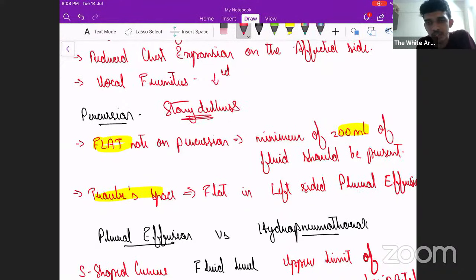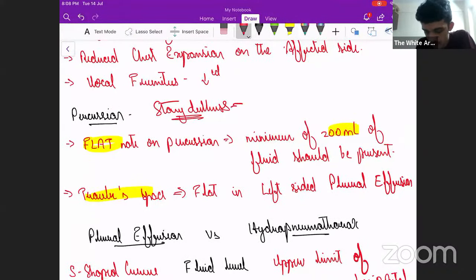When do we tell it is stony dullness? How do you tell it is stony dullness? Because dullness and stony dullness both sound the same, no? What is characteristic of stony dullness? Anyone with the answer? When we percuss, pain on percussion or resistance should be present. That is when we call it stony dullness. Classical stony dullness is usually present when there is a hard mass beneath the percussion site, for example a solid tumor underneath. For pleural effusion, it is usually a flat note because there is no such hard mass beneath it.